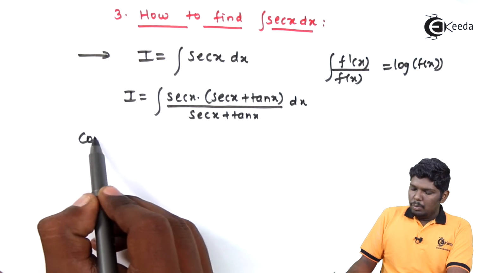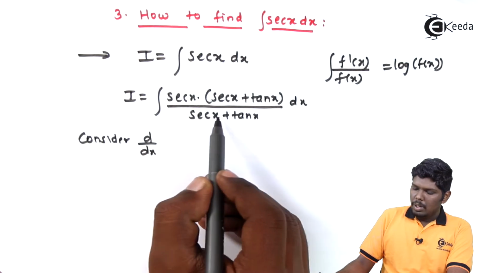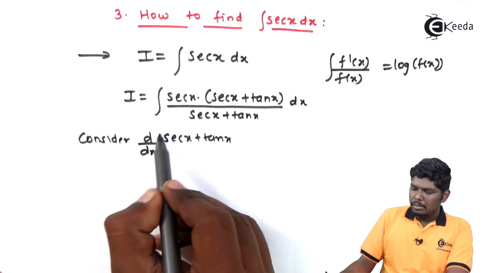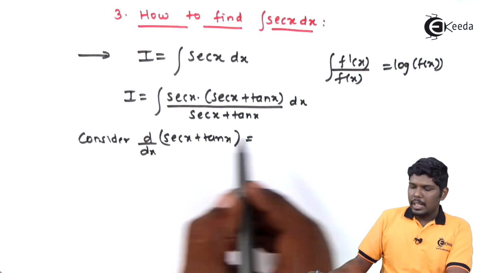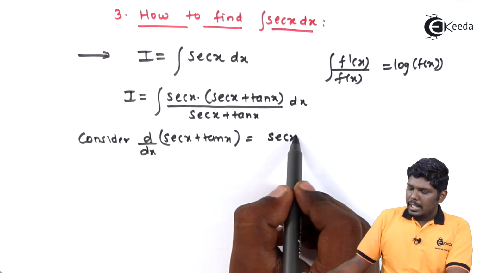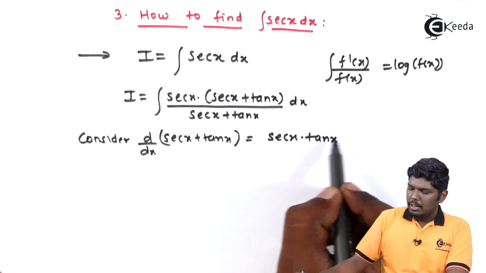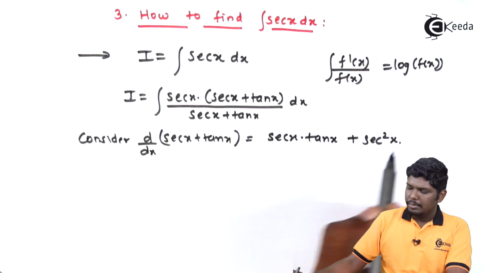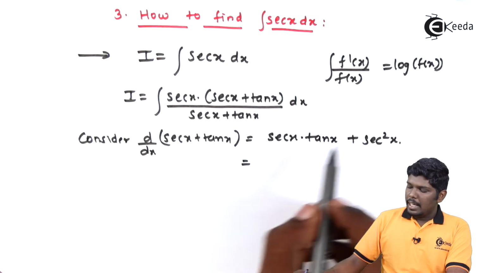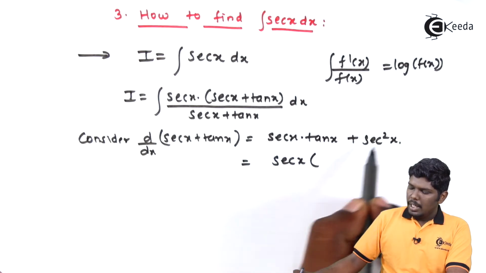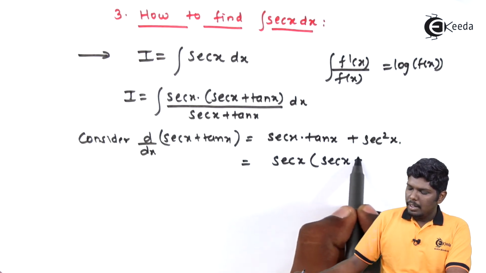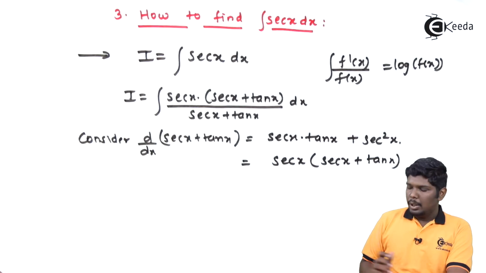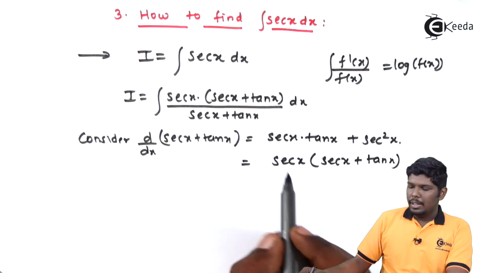Considering derivative of denominator sec x plus tan x, derivative of sec x is sec x into tan x plus derivative of tan x is sec square x. If we take sec x common, we have one sec x left, and here we have one tan x left. That means you can see we have already got the numerator.